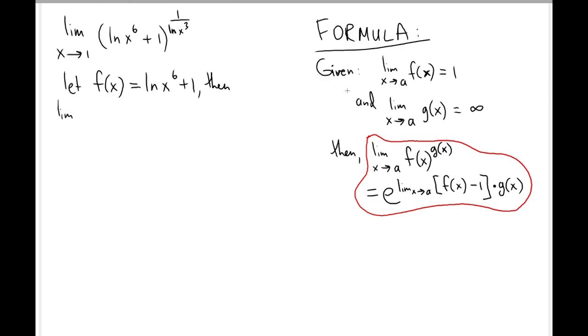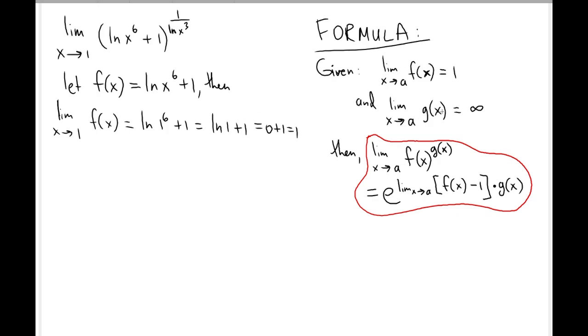Let's just make sure that we satisfy the given conditions. The limit as x approaches 1 for this f of x function is going to be what? Just substituting the 1, right? So it's going to be ln of 1 to the 6th power plus 1. Now we know ln 1 to the 6 is still ln of 1. And ln of 1 we know is 0. And 0 plus 1 is 1, right? So the first condition is satisfied for the first limit.